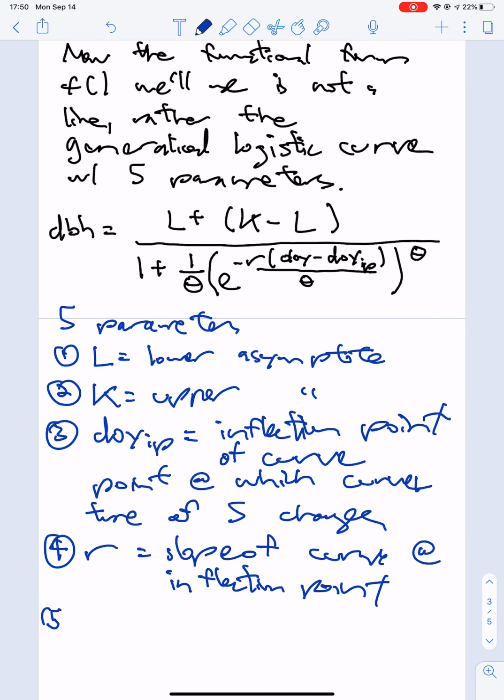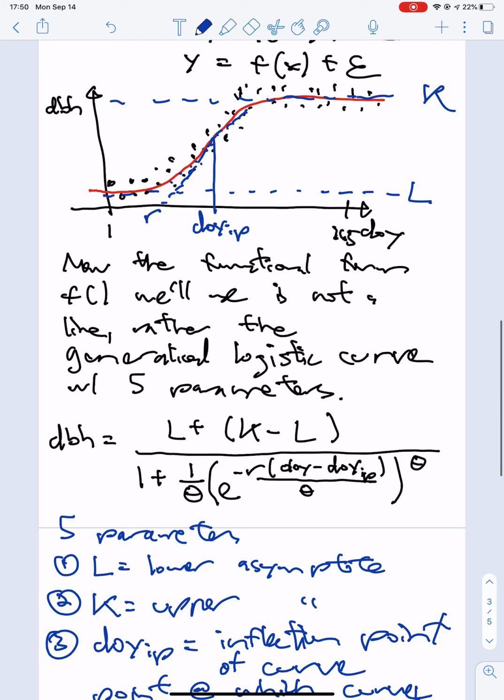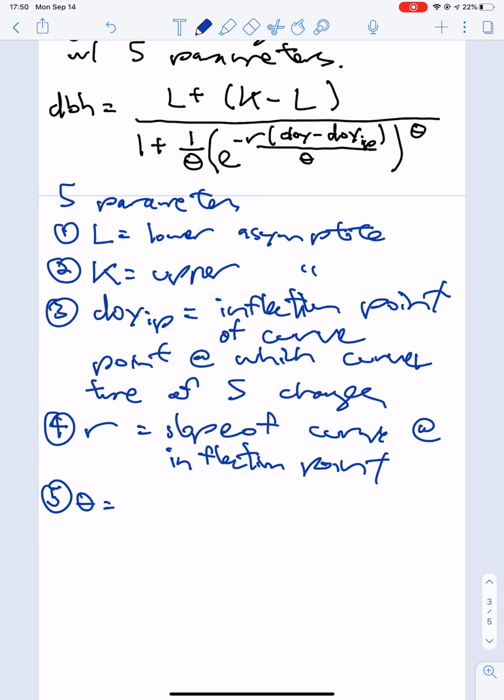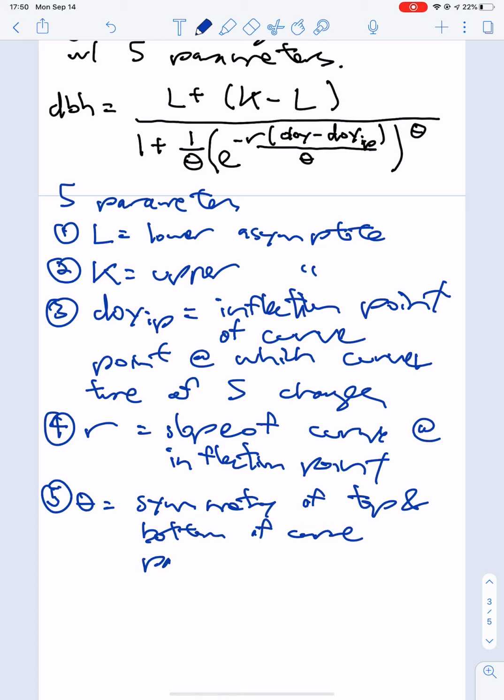And last but not least, 5, theta. Now, theta is a top and bottom symmetry parameter. So the idea is how much what's going on in the top part of this S curve is symmetric to what's going on in the bottom of the curve. We're going to leave that one aside, but it is worth pointing out that this is a symmetry parameter, the symmetry of top and bottom of the curve, where theta equals 1 means symmetry.